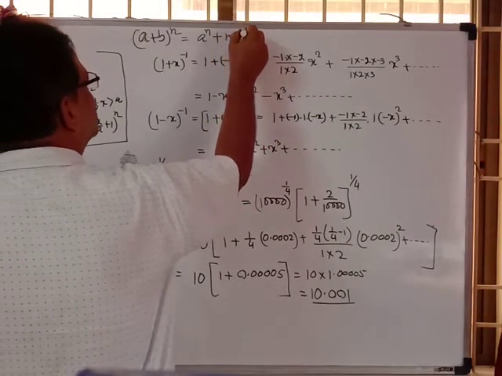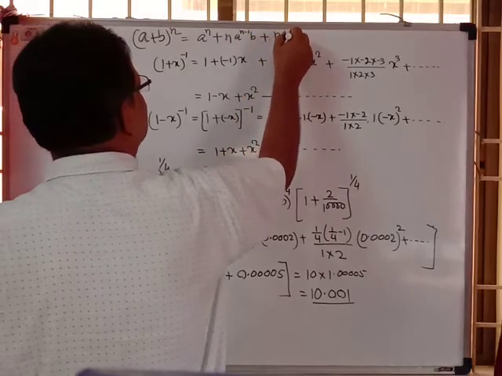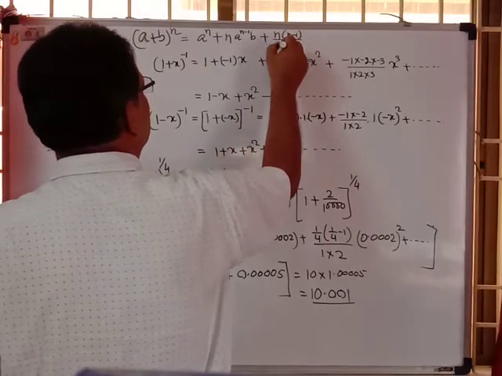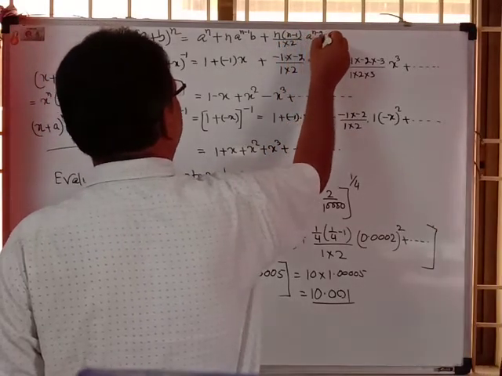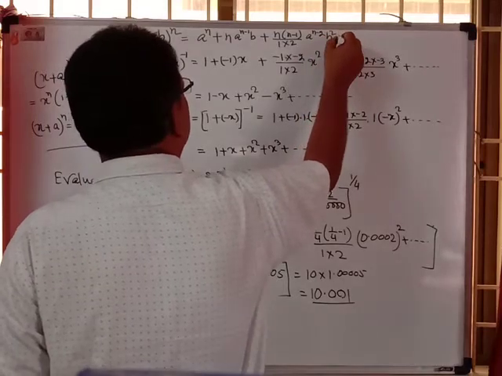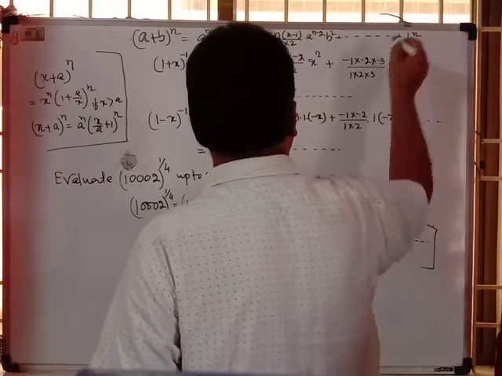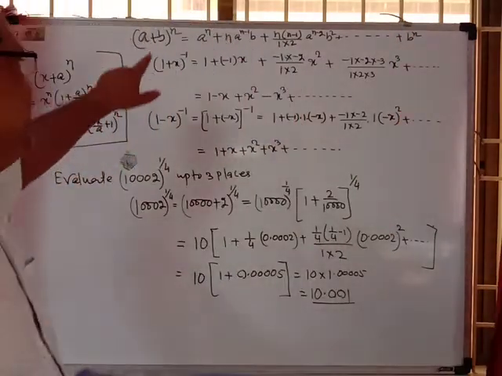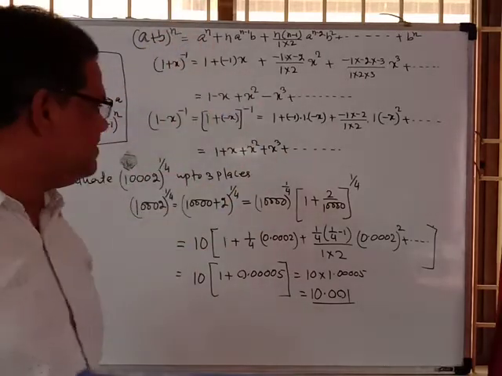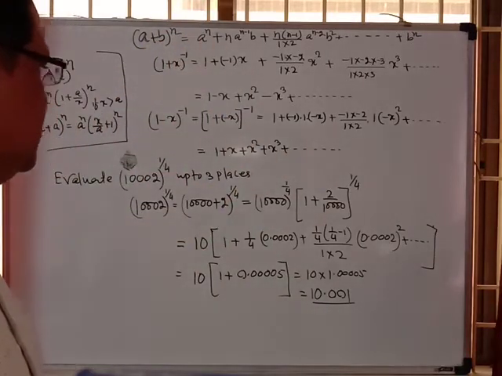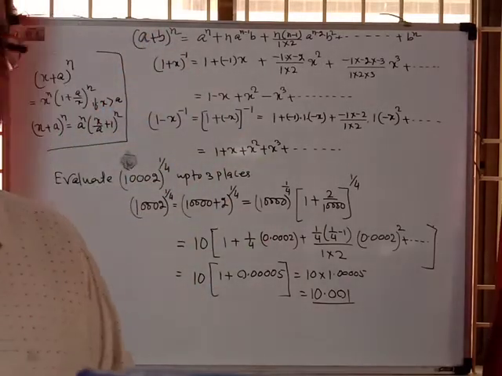n into a to the power n minus 1 into b, plus n into (n minus 1) upon 1 into 2, a to the power n minus 2 into b to the power 2, and in this manner we can get it up to b to the power n. It will be the last term. And you know that n may be an integer, a negative integer or a positive integer, and n may also be a fractional number.